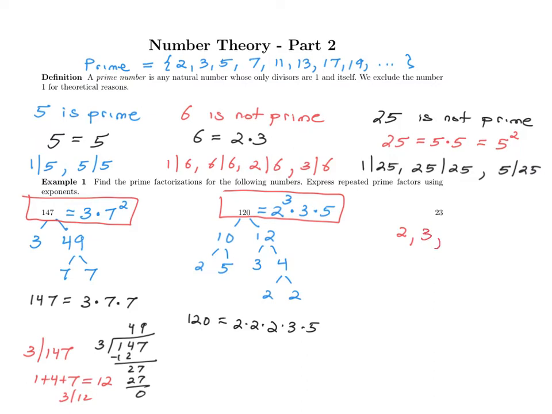4 doesn't go into 23, nor does 5. And since 2 and 3 both don't divide into 23, 6 doesn't work. I know 7 doesn't work. 8 certainly doesn't work. For 9, the sum of the digits, again, is 5, and therefore 9 is not going to work. 10 doesn't work. And since 3 and 4 don't divide into 23, I know 12 doesn't work. So, these don't work.